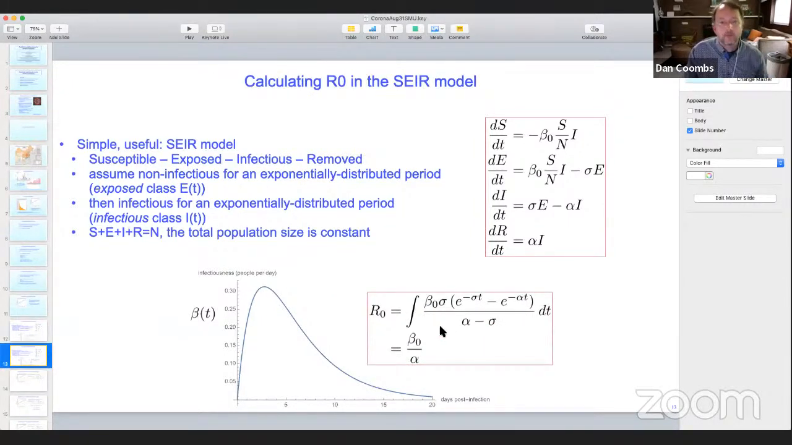Okay, so then this means we can also calculate the R0. So the R0 is just the integral of this function, because this is the infectiousness function for each person. So we integrate this over time, and we get for this model that the R0 is the transmission parameter beta, or beta 0, I put here, divided by alpha. If you like, this is beta 0 times 1 over alpha. 1 over alpha is the mean time that you spend in the infectious category. It's the duration of infectiousness. And that's exactly what you would expect.